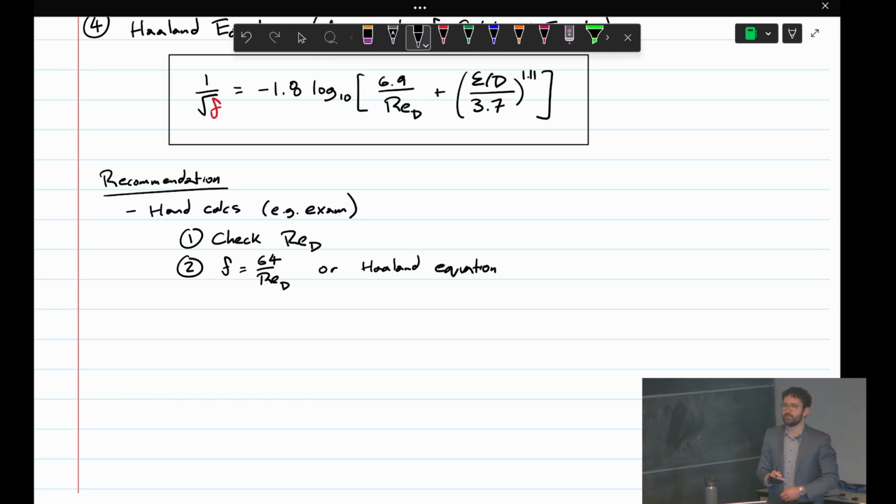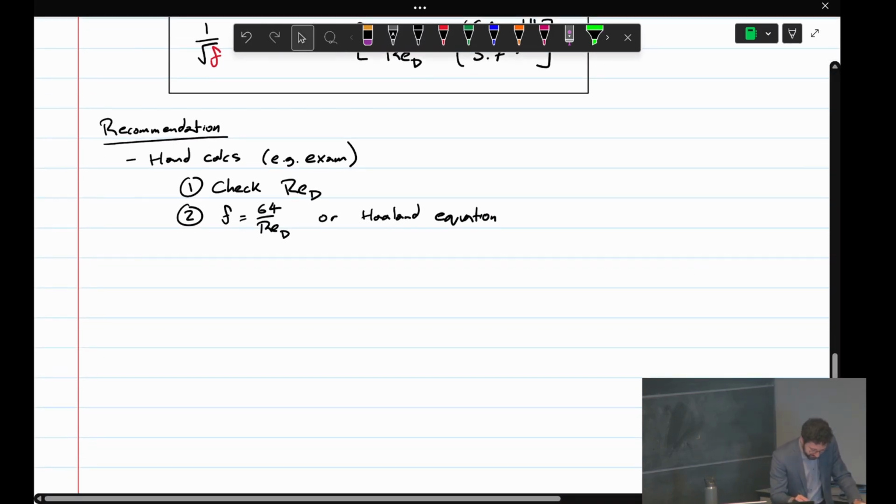So there's a lot of opportunity for calculator errors when you're iterating the Colebrook equation. There's an insane amount of opportunity for calculator errors. So let's just use the Haaland equation on exams. So it's only one calculation step. So again, it's pretty accurate. It's within 2%. So that's okay for hand calcs.